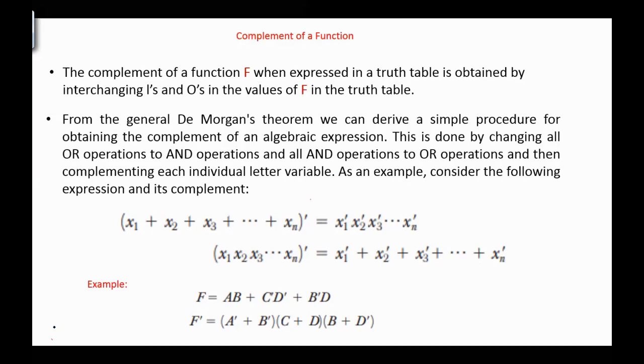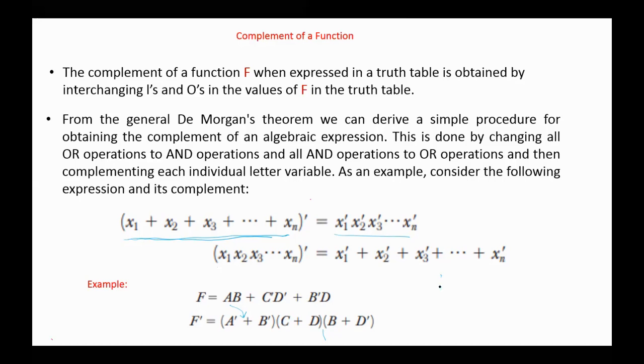Or from the general De Morgan's theorem, we can derive a simple procedure for obtaining the complement of the function. This is the first and the second De Morgan's laws, and they can be used to find the complement of the function. As you see here, you can just replace the AND operation by OR and the OR operation by AND, and invert the variable. For example, if we have AB or not CD or BC, then the complement is not A or not B. Here the AND is replaced by OR, not C, not D, C or D, and this OR here is changed to AND, B or not D.